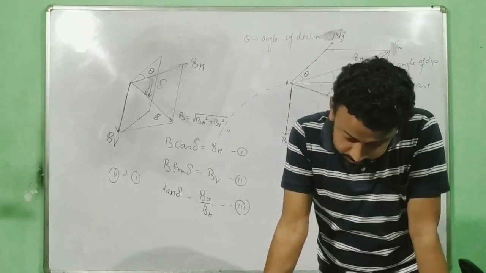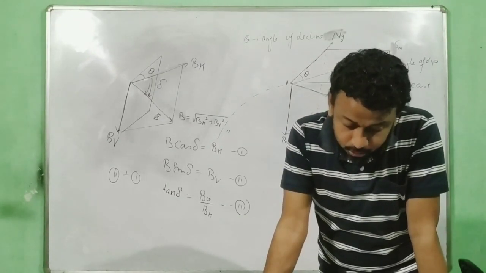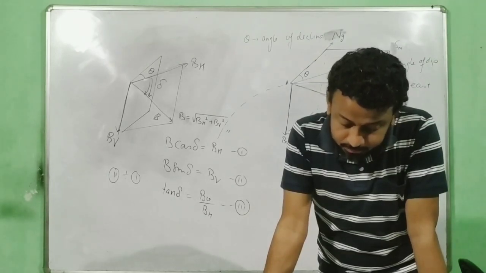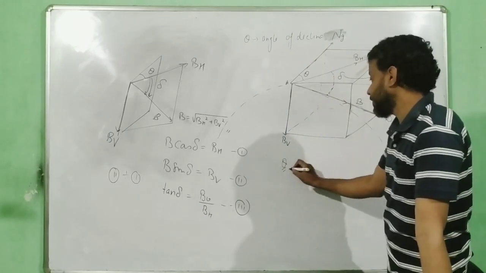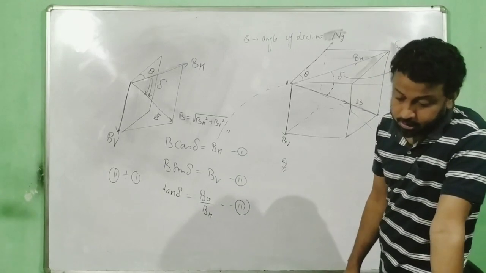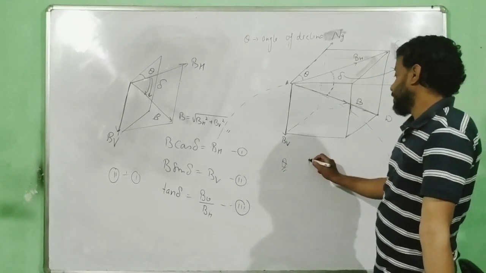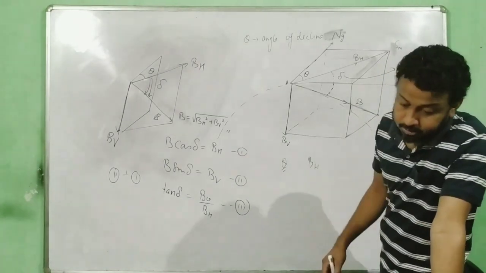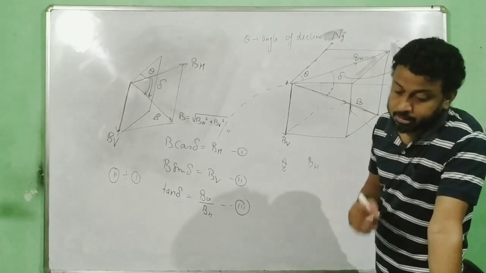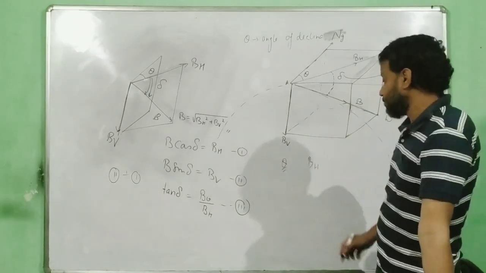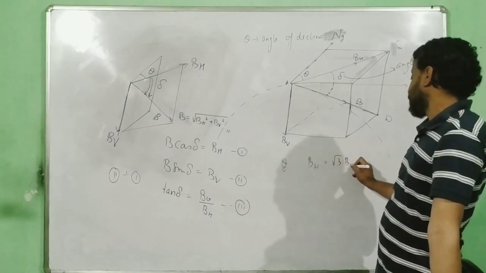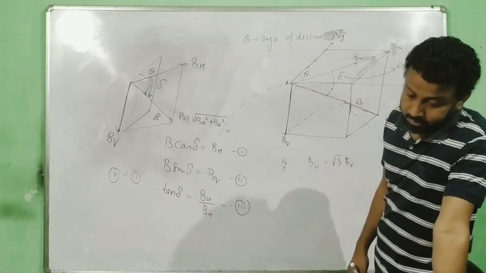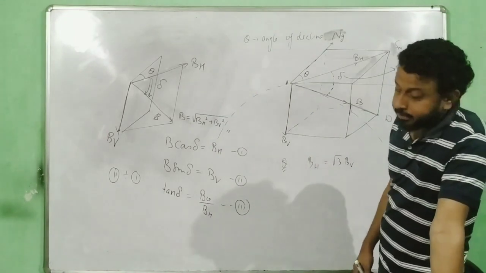So for example, you have a question like this. The horizontal component of Earth's magnetic field at a place is √3 times the vertical component. So this is the question which I am referring here. It says that the horizontal component of Earth's magnetic field at a place is √3 times the vertical component. What is the angle of dip at that place?